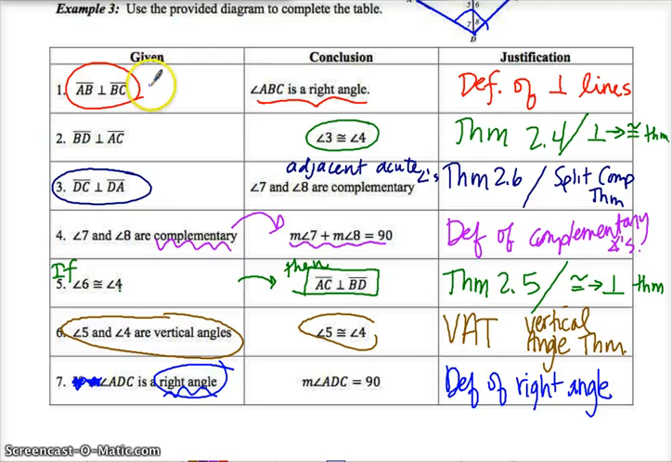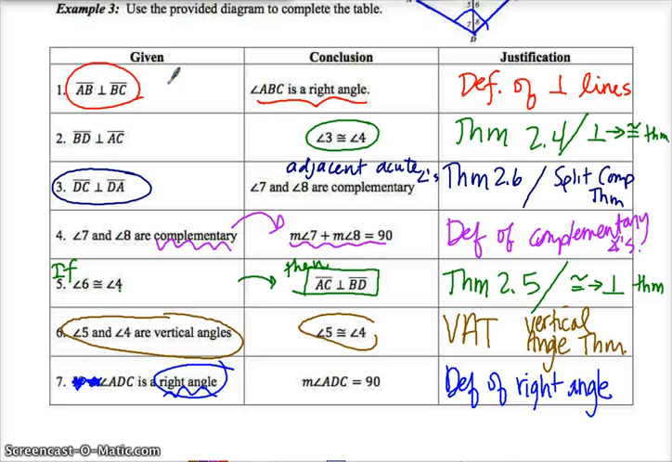If you have perpendicular lines given and you conclude that we have a right angle, that's because of the definition. If you have perpendicular lines given, but you conclude something about angles 7 and 8, or adjacent angles are complementary, or they add up to 90 degrees, that's the split complements theorem, or Theorem 2.6. If perpendicular lines are given and you have two angles that are congruent to each other, that's Theorem 2.4, the perpendicular implies congruence theorem.